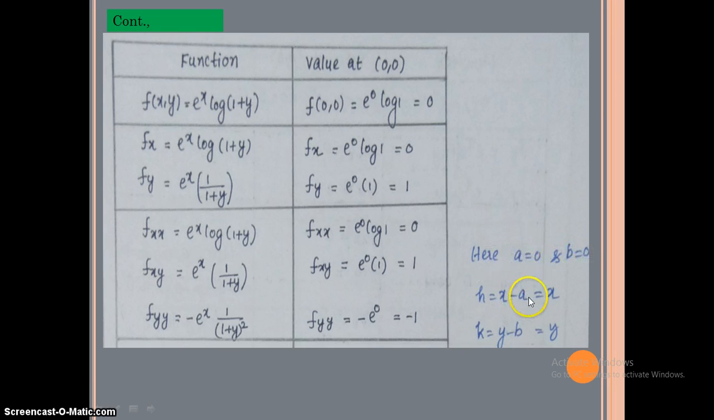So h equal to x minus a. What is h here? x. Then k equal to y minus b. Then k equal to y. So replace in the formulas. So this is a second derivative.